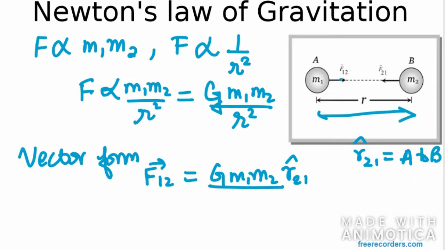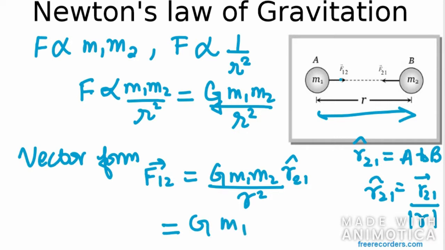It is written here over r square. Now the unit vector r21 cap can be defined as the r21 vector over r. So I will replace the r21 unit vector with this. It will be G m1 m2 over r square times the r21 vector over r, so this will be r cube now. And we have a negative sign here. The negative sign indicates that the direction of F12 is opposite to that of the r21 unit vector.